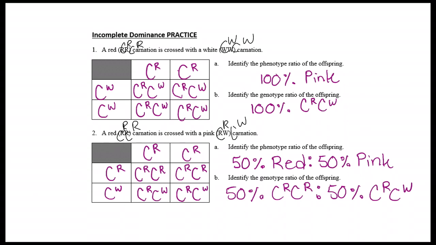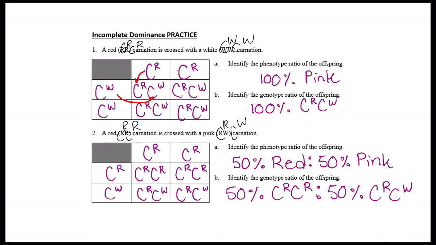Okay, so we are crossing a red C^R carnation with a white C^W carnation. We can see here that this C^R parent is donating one allele to the offspring and the C^W is donating the other allele. So the result here is all offspring are the genotype C^RC^W, meaning they are 100% pink.